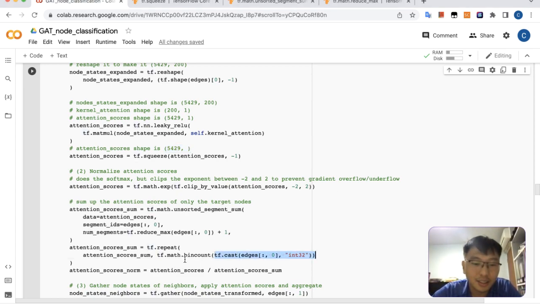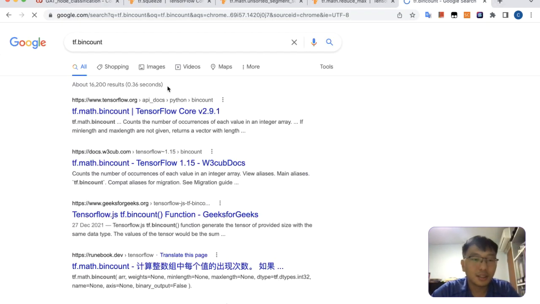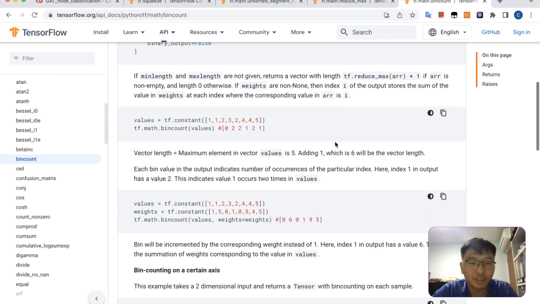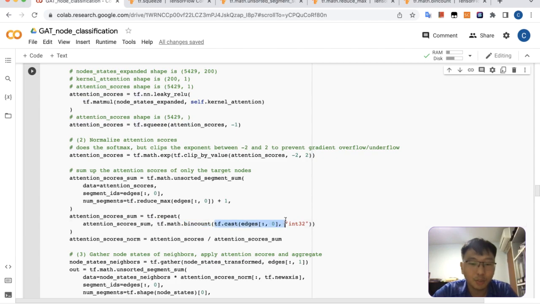Yeah, this bincount is just to count the occurrences of each value. Oh, it counts the number of occurrences. Okay, different. So over here you have 1, 1, 2, 3, 2, 4. Then the number of zeros is zero, number of ones is two, number of twos is two, number of threes is one, number of fours is two. Yeah, okay, so this counts the number of occurrences of each paper. I understand this now. Okay, of each paper.